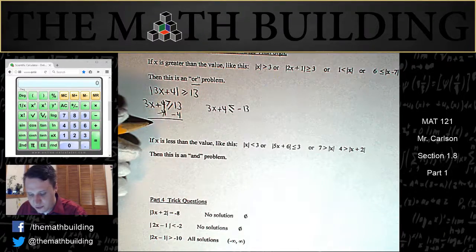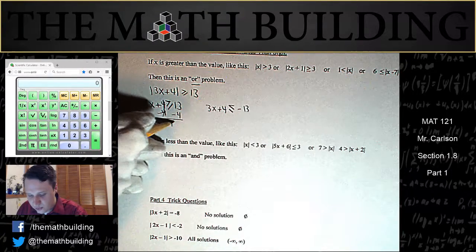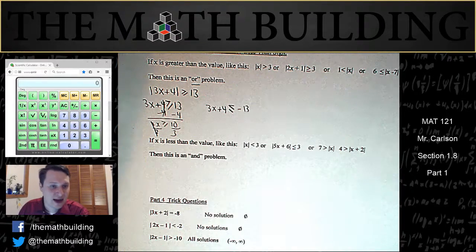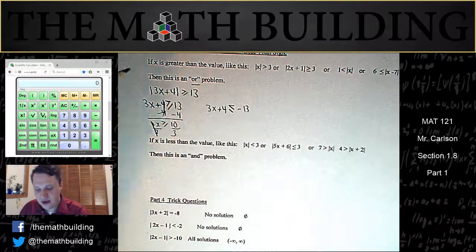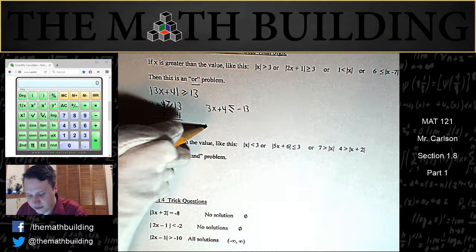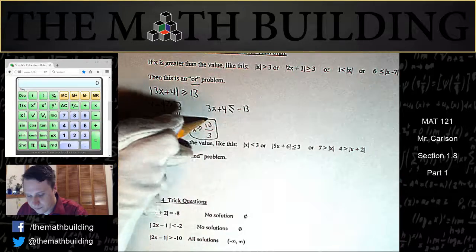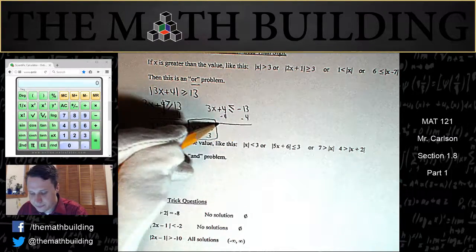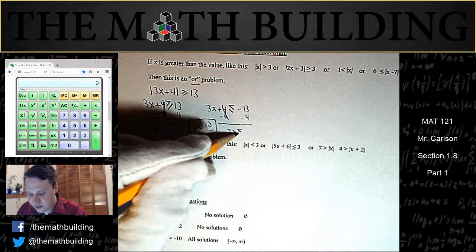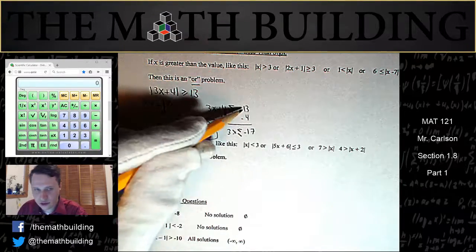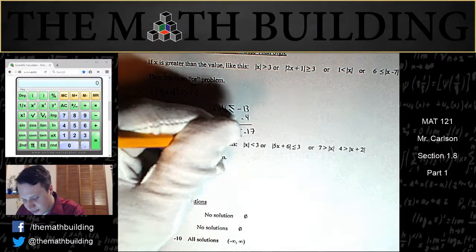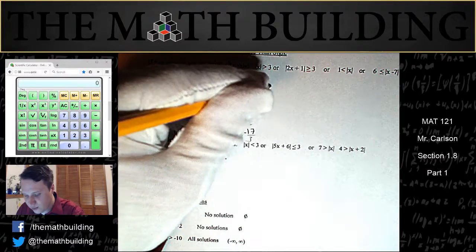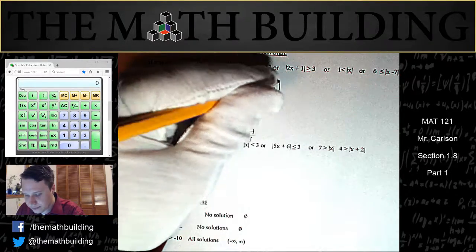Minus 4, minus 4. 3x is greater than or equal to 10. Divide by 3, divide by 3. Remember that if you divide by a negative, you need to flip the sign, but we're okay right here. So x is bigger than or equal to 10 over 3. And let's solve this one. Minus 4, minus 4. 3x is less than or equal to negative 17, which is negative 13 minus 4. Divide by 3, divide by 3. So the second equation would be x is less than or equal to negative 17 over 3.